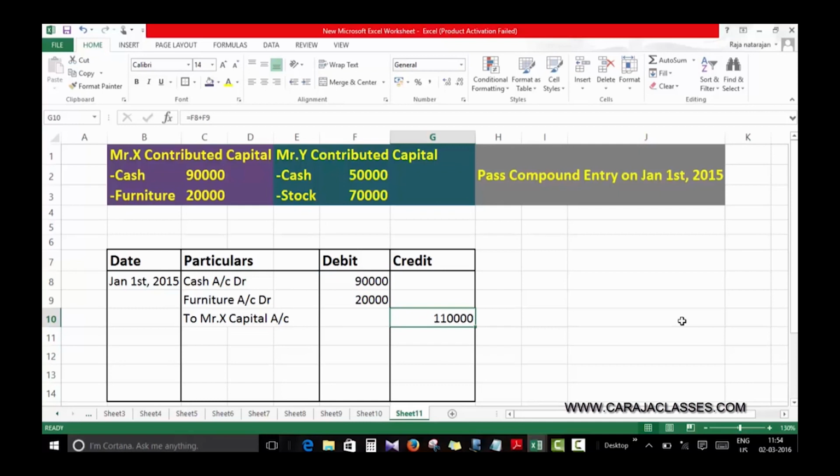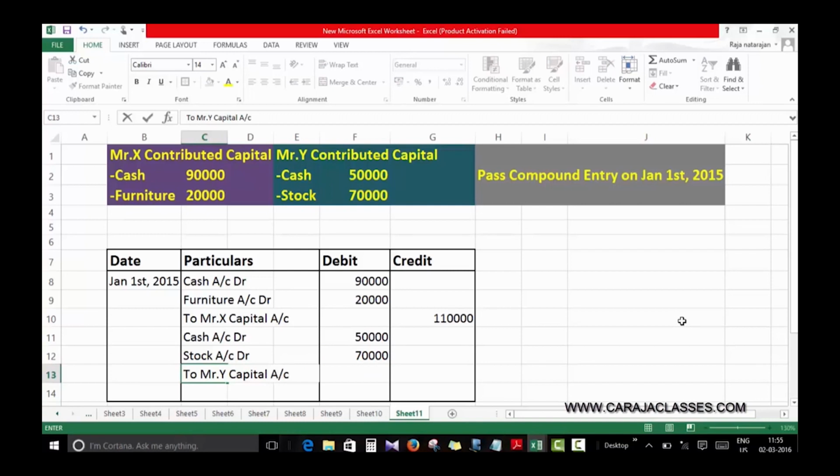Now I'll move on to Mr. Y. Mr. Y has contributed capital in the form of cash. So here let me write cash account debit, and what is the amount involved? It is 50,000. Then I have stock introduced by Mr. Y. Debit what comes in, stock comes in. So stock account debit, and it is 70,000, and I should give the credit to Mr. Y capital account, and that should be the sum of these two items, and it is 1,20,000.